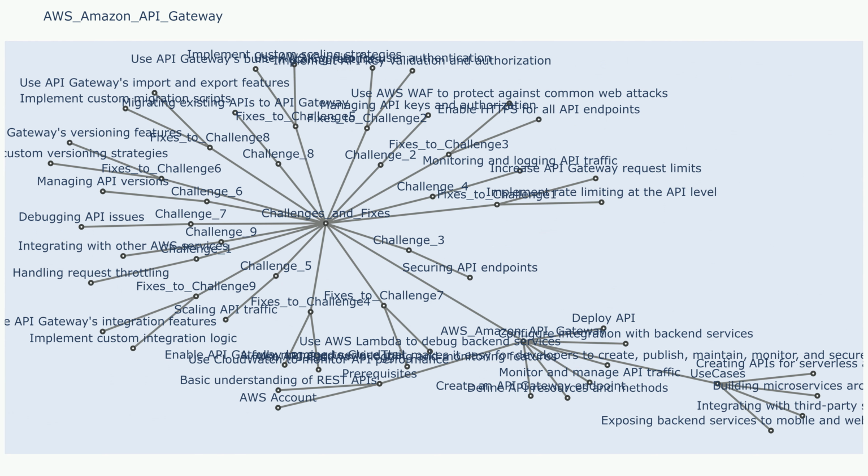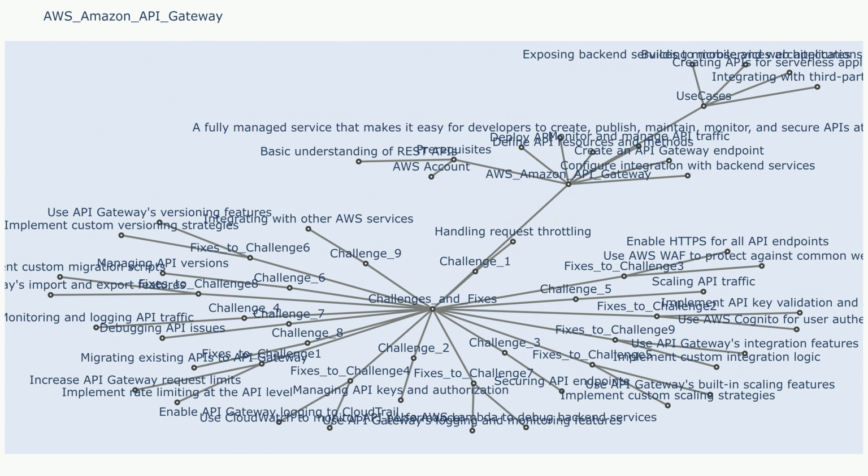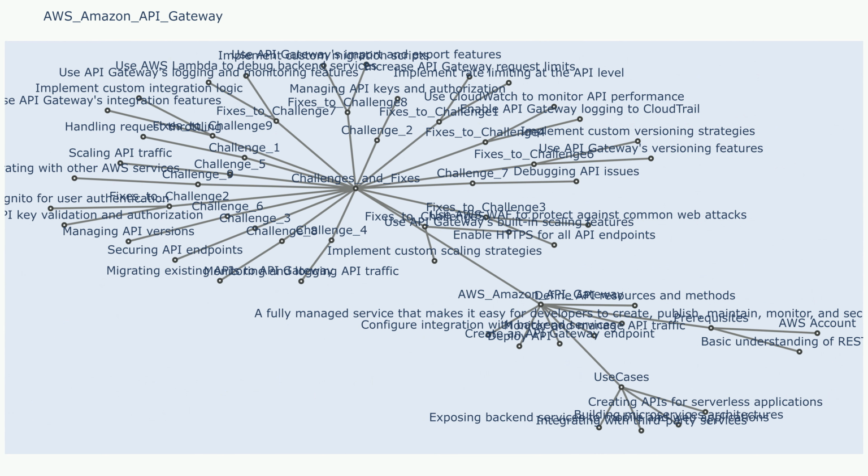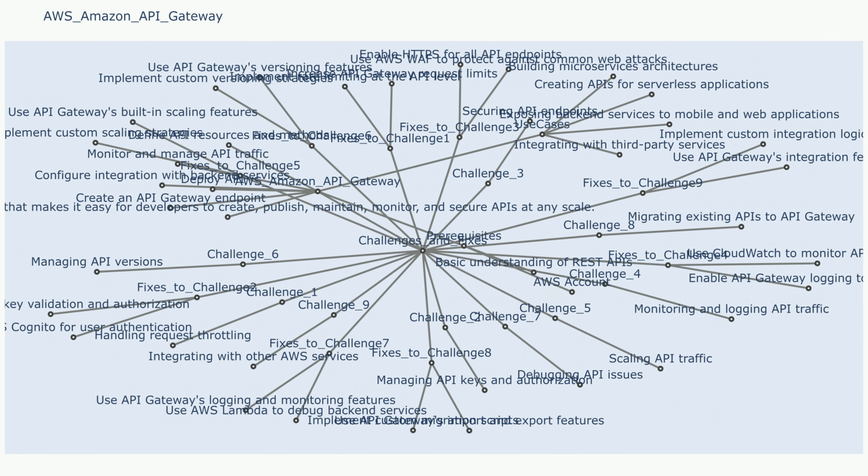Challenge 2. Managing API keys and authorization. Fixes to challenge 2. Use AWS Cognito for user authentication. Implement API key validation and authorization. Use API Gateway's authorization features to control access to your API based on API keys, IAM roles or Cognito user pools.